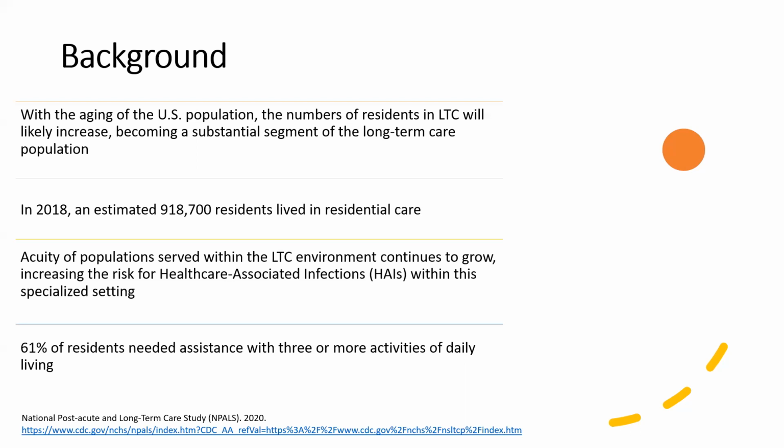Starting first with some background, the U.S. population age 65 to 85 is increasing rapidly. It's estimated that the population 85 years and older is expected to double by the year 2030. So with the aging of the U.S. population, those numbers of residents within the long-term care setting will increase.